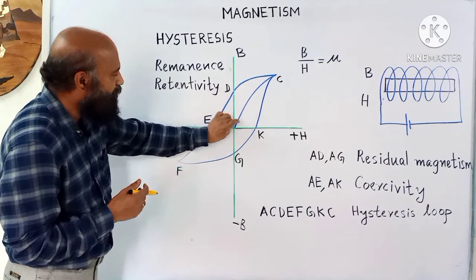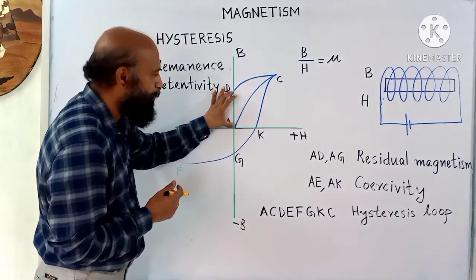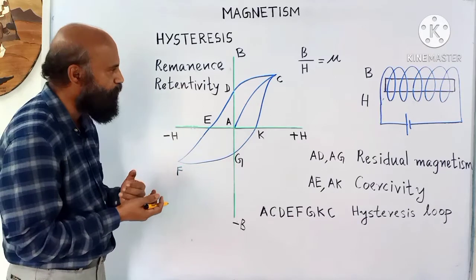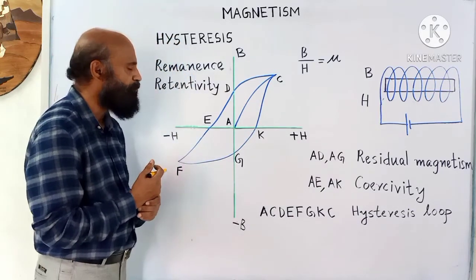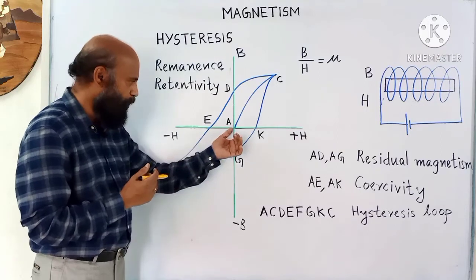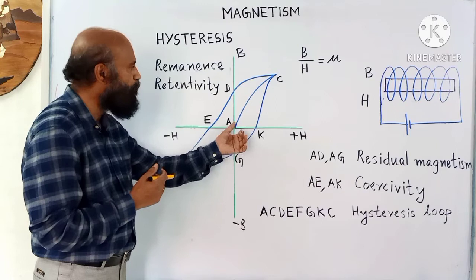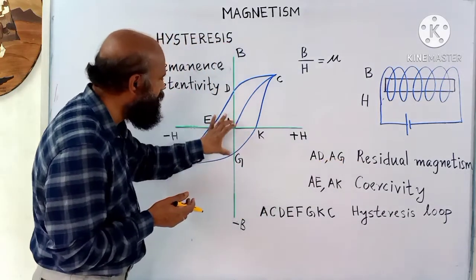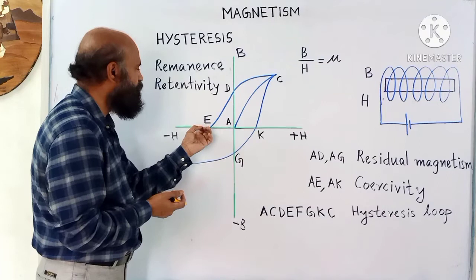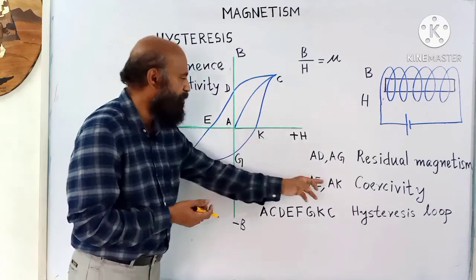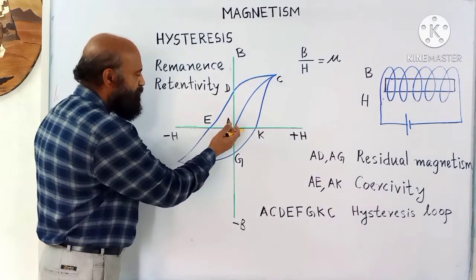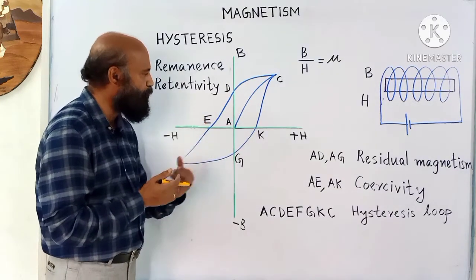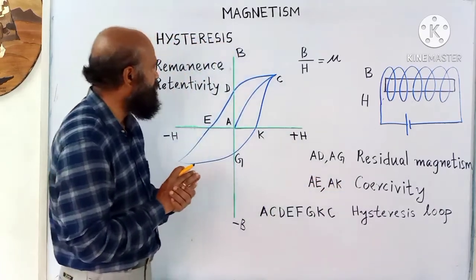Now here AD and AG are known as residual magnetism. Residual magnetism, also known as remanence or retentivity, is the ability of the material to retain the magnetism even when the magnetizing field vanishes. Here the magnetic field has vanished, but this much magnetism is retained. That's why AD and AG are residual magnetism. AE and AK are coercivity. Coercivity is the reverse magnetic field to be applied to make the residual magnetism zero. That is what's called coercivity.